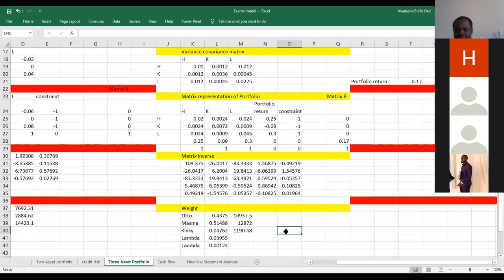Yes, and this variance covariance matrix is not multiplied by 2. No, this one is not multiplied by 2. The one multiplied by 2 was just to get the inverse and the weight. So once you're done, you don't use that again.